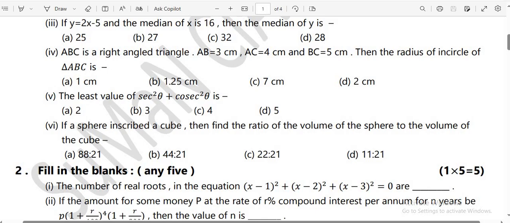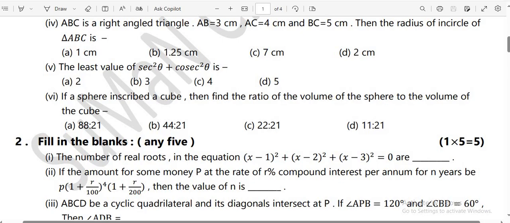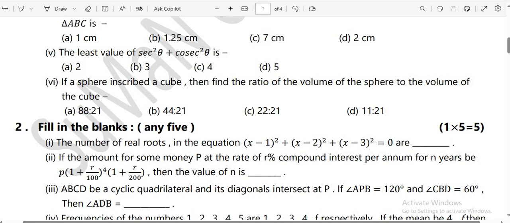Fill in the blanks. Any 5. 1 into 5 is equal to 5. Each question marks 1. Question number 1. The number of real roots in the equation (x minus 1) square plus (x minus 2) square plus (x minus 3) square is equal to 0 are dash.